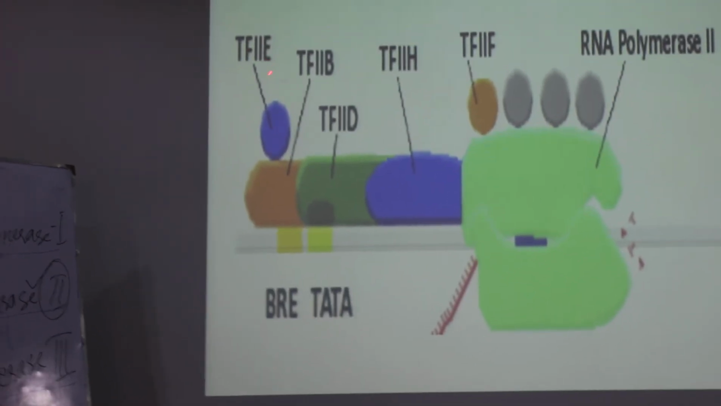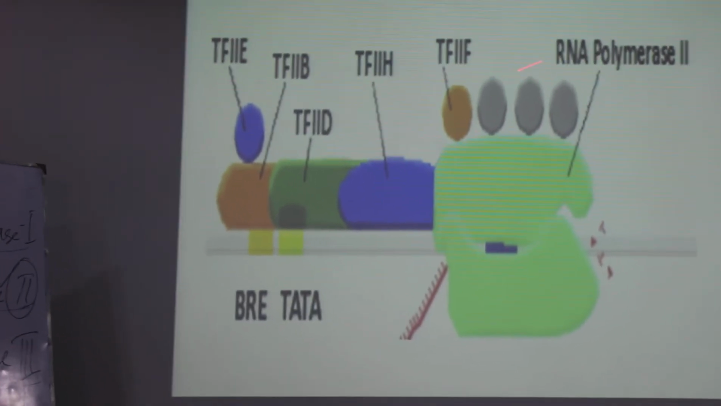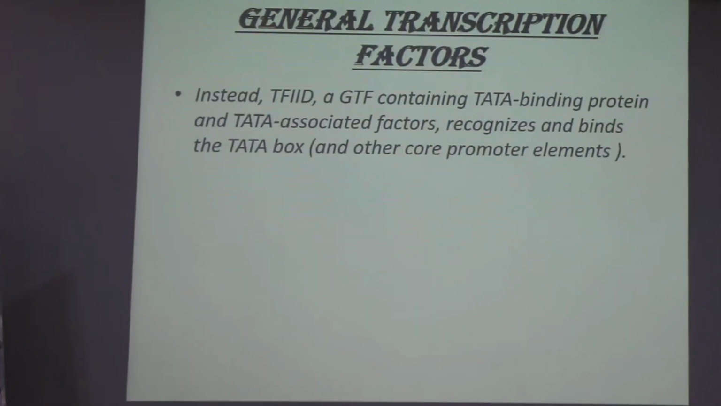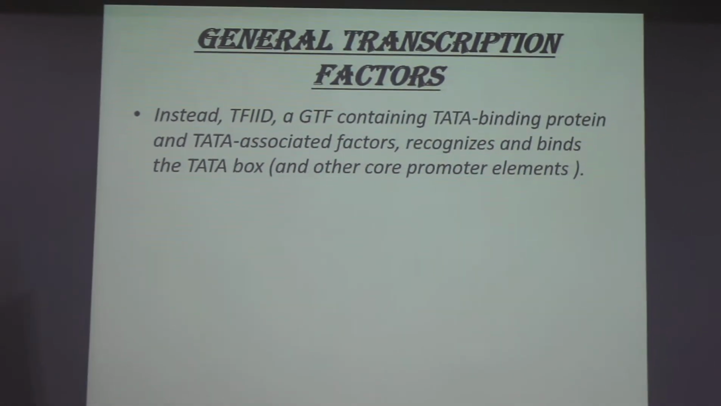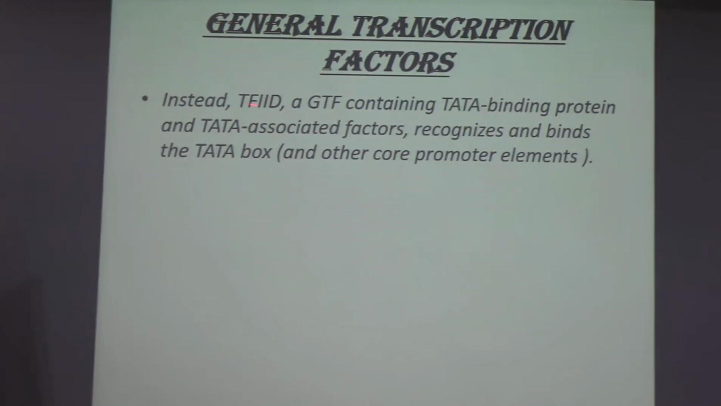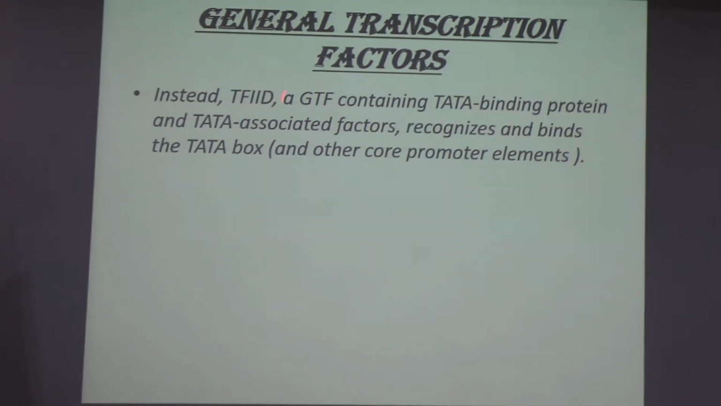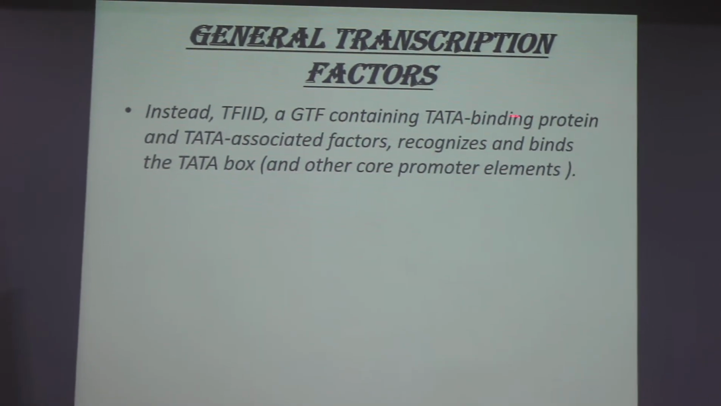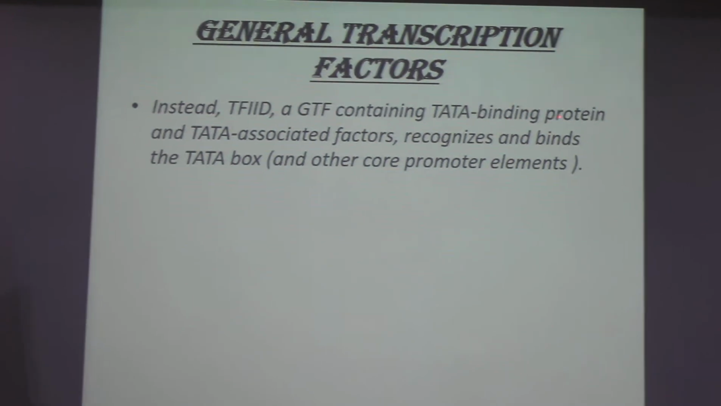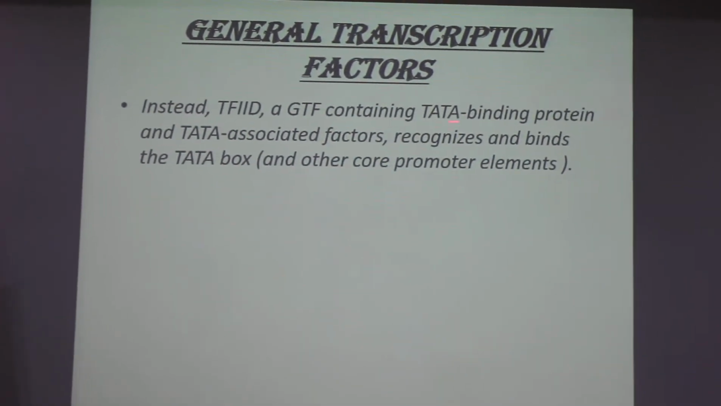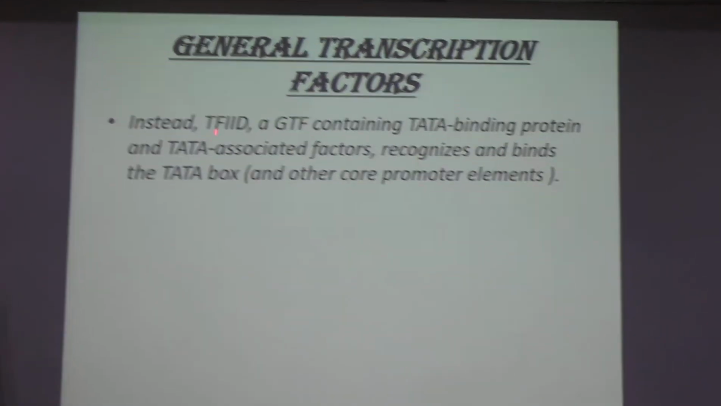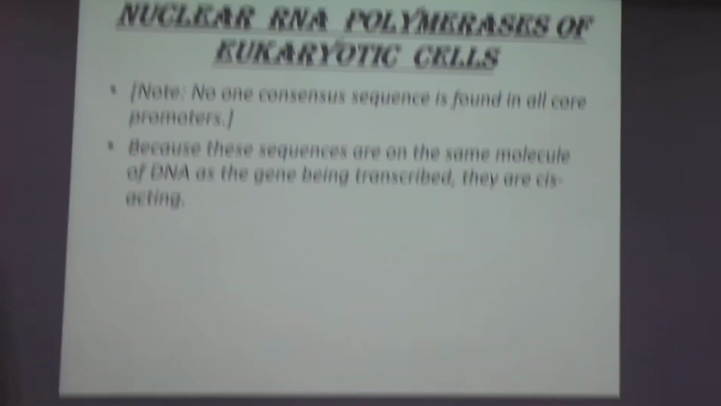These subunits, which are E, B, D, H, and F, each have individual functions which can be demonstrated separately. The most important is D. So we have TFIID, and the general transcription factors contain a TATA binding protein. So D is important. Why is D important? Because it has a binding protein. What binding protein? TATA binding protein. Because TFIID is the first thing which attaches itself to the TATA box.